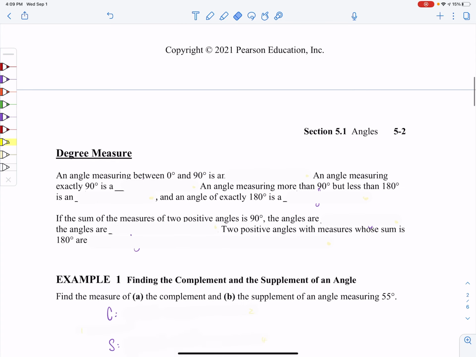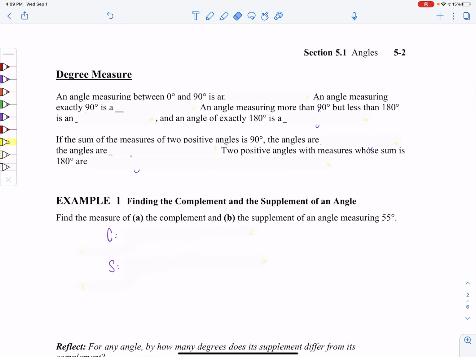All right, if you'll go down to the types of angles that you have, if your angle is between 0 and 90 degrees, it's called an acute angle. You probably learned this in high school geometry, so I'll move pretty quickly through it. An angle that's exactly 90 degrees is a right angle. If my angle is more than 90 but less than 180, it's called obtuse. And lastly, if my angle is exactly 180 degrees, it's going to be called a straight angle.